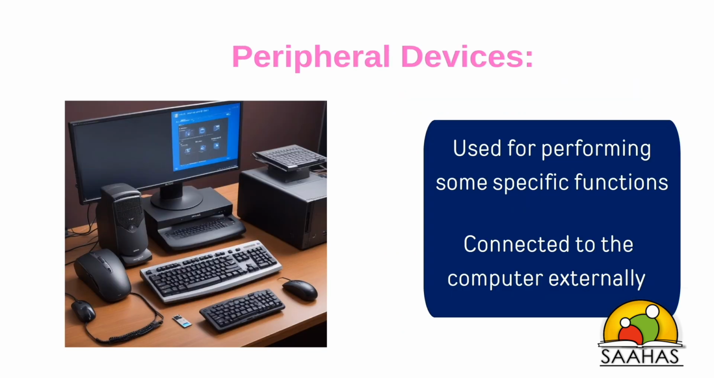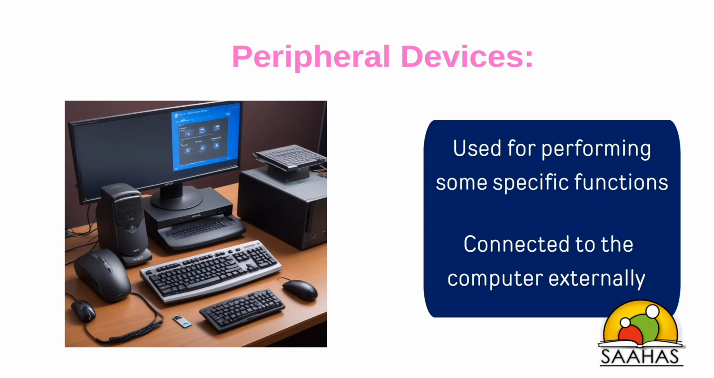Peripheral devices. Peripheral devices are used for performing some specific functions or tasks, and they are connected to the computer externally. Here you can see that the peripheral devices are some extra parts that you connect to your computer to help it do more things. For example, for typing, keyboard. For clicking and moving the pointer, we use mouse. For seeing pictures and words and videos, we have monitor. So all the input devices, output devices, storage devices are your peripheral devices too.